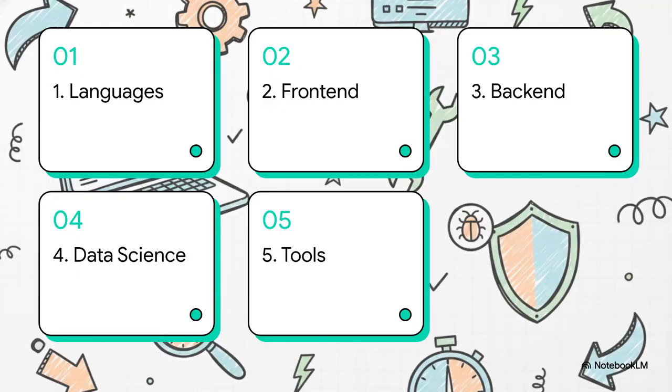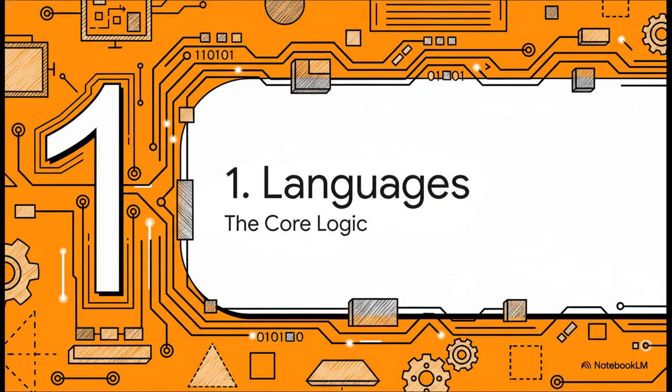Okay, so here's our game plan. We'll start with the languages, the very foundation. Then we'll look at the front end, the stuff you actually see and click on, and the back end, which is the engine running everything behind the scenes. After that, we'll dive into data science to see how we learn from all this, and we'll wrap it all up with the essential tools every single developer needs. Let's get into it. First stop, languages.